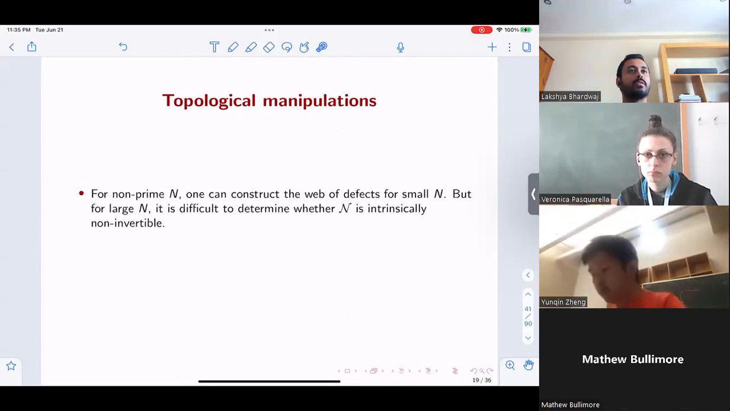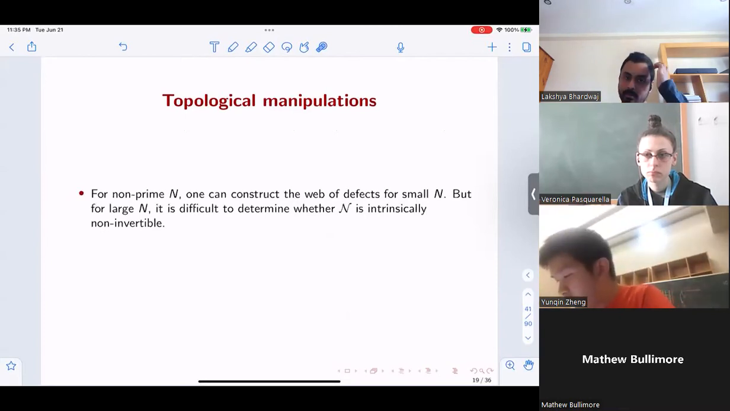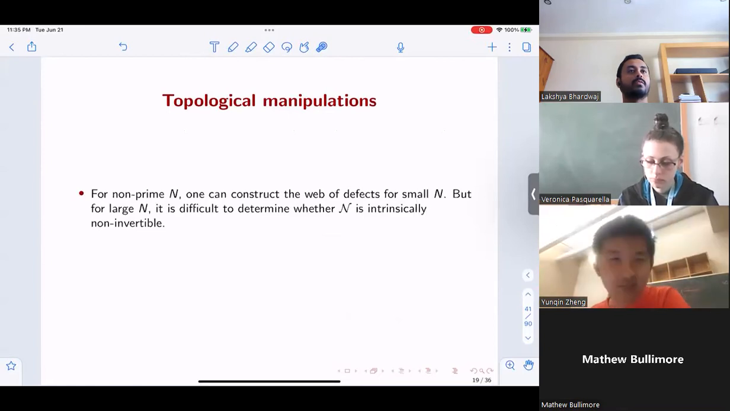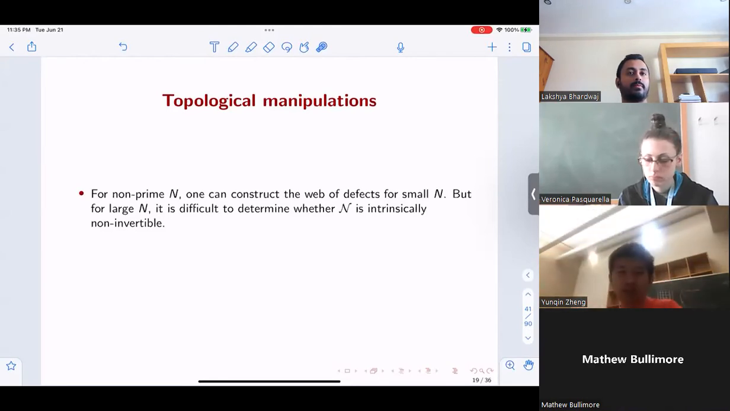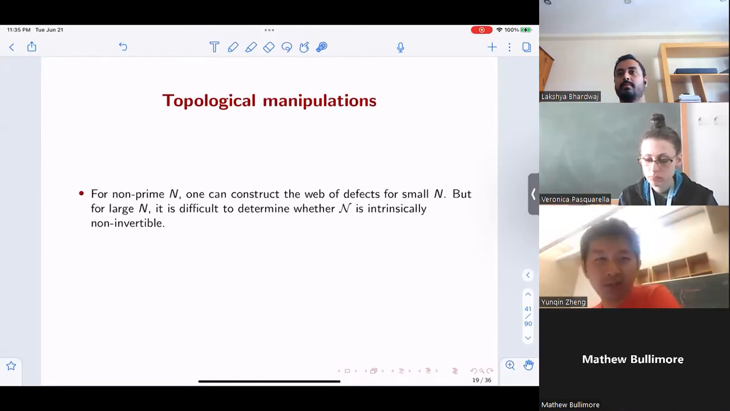But for non-prime n, because the web of defects is very complicated, we cannot immediately conclude whether this duality defect is intrinsically non-invertible or not. So now the symmetry TFT comes to help.